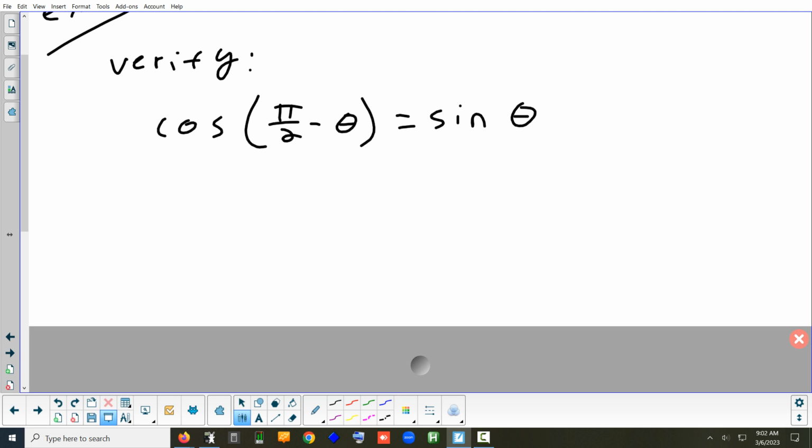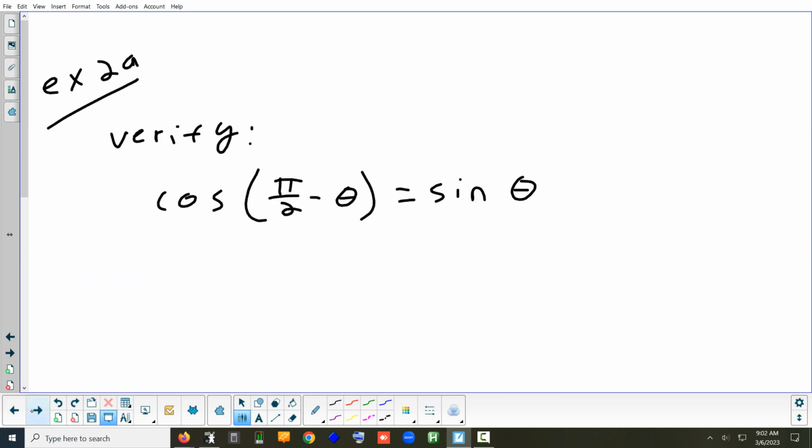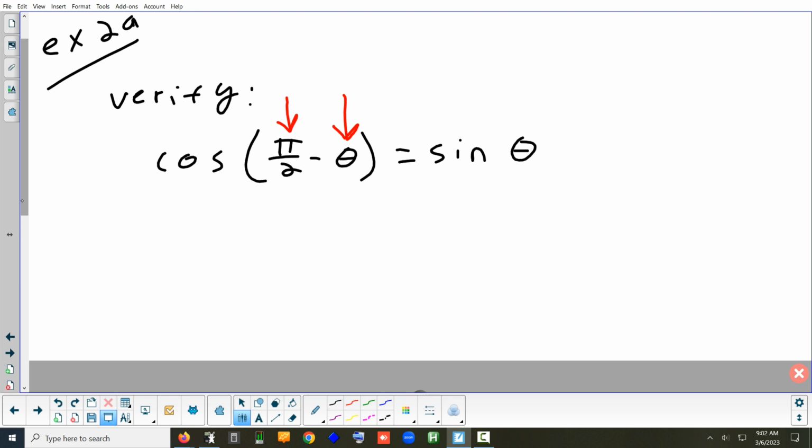Now, look at the left-hand side. It's a cosine, and there's a difference. We have a formula for the cosine of a difference right here. Cosine first, cosine second, plus sine first, sine second. And the plus is the opposite of what you had right there, the minus. So let's apply that to this. That's my first. That's my second. So I'm not going to do anything with the right-hand side. I'm just going to try to work with the left-hand side until I simplify it into the right-hand side.